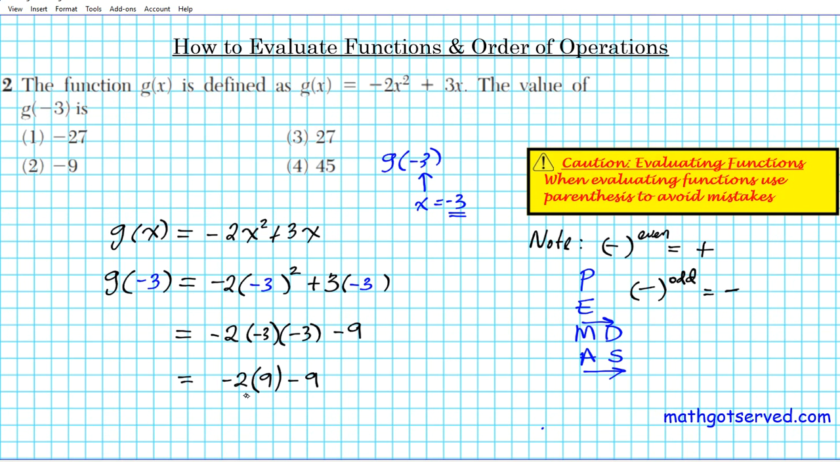Following order of operations, we need to multiply first before we subtract. So we multiply negative 2 and 9. Negative 2 times 9 is negative 18, minus 9. Since the signs are the same, you add and keep the sign, and your final answer will be negative 27. Answer to question number 2 is option number 1.